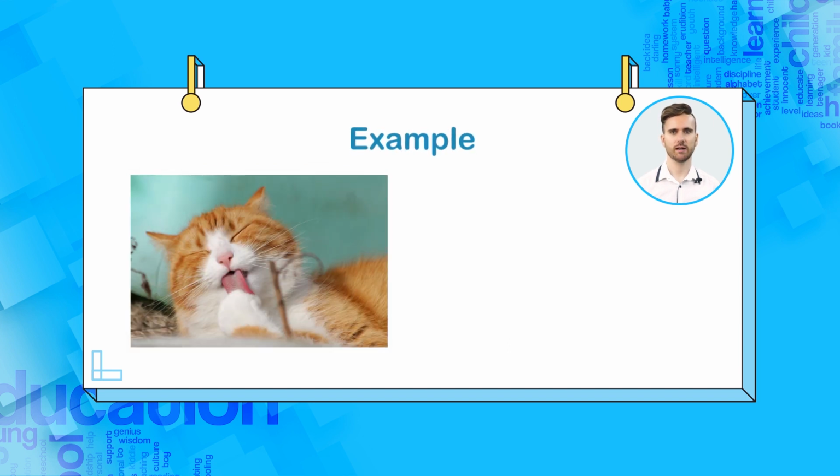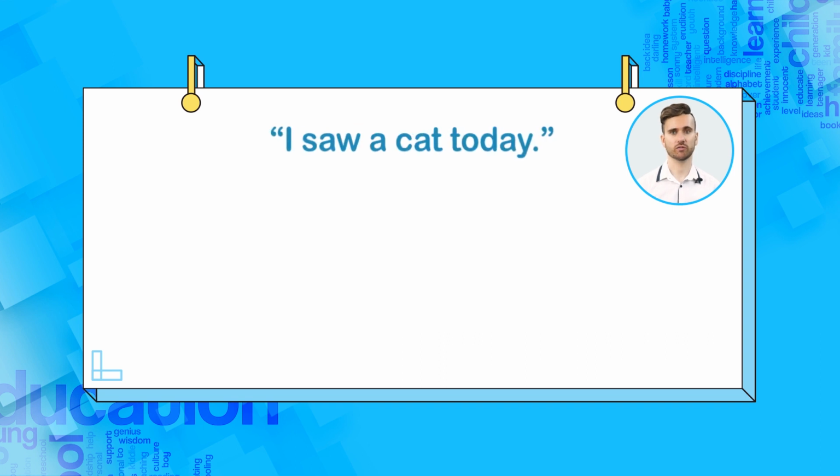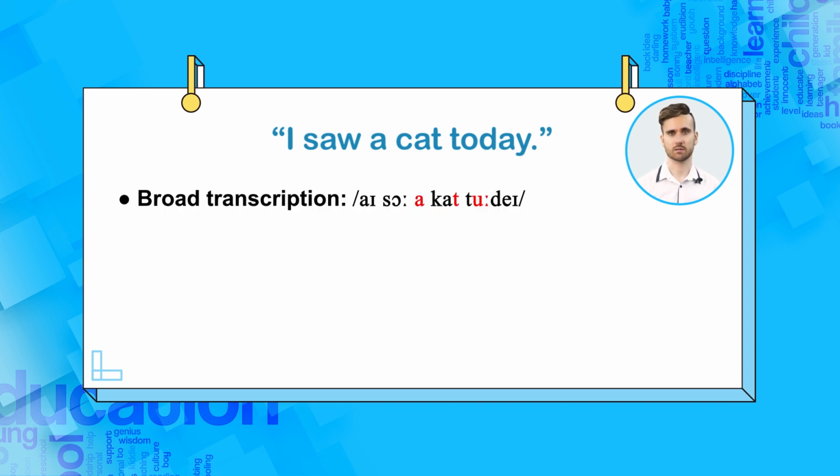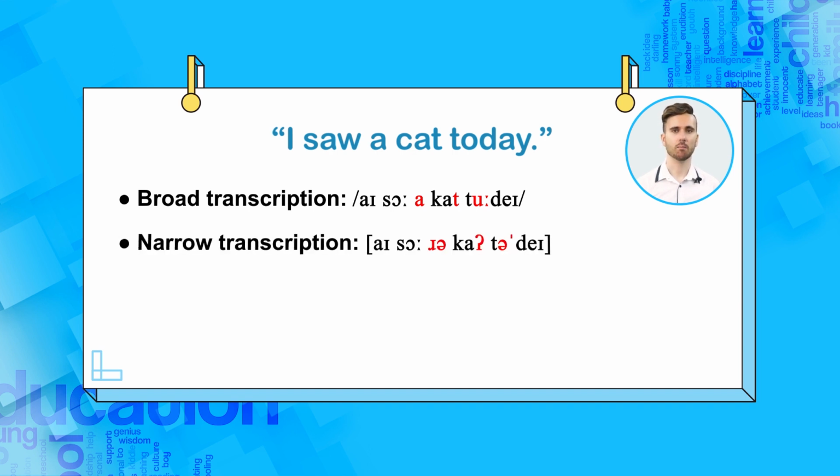Let's look at an example to illustrate the difference between the two types of transcription. I saw a cat today. Broad transcription, our theoretical concept of how the sentence should sound in a perfect form, or the underlying representation of the sound, looks like this. I saw a cat today. You can see that every sound is in its theoretically perfect form. In contrast, a narrow transcription, what someone may have actually said, might look like this. I saw a cat today.